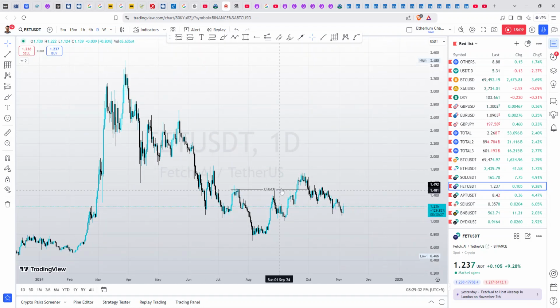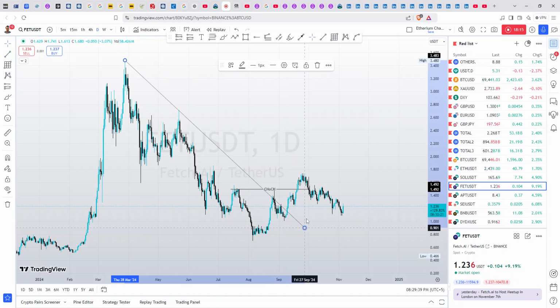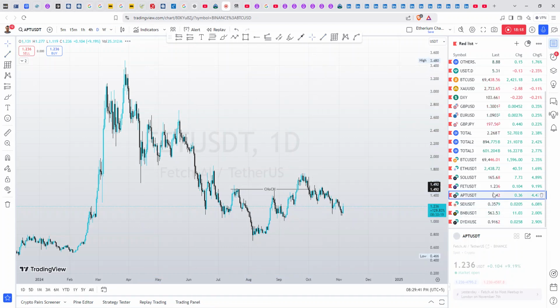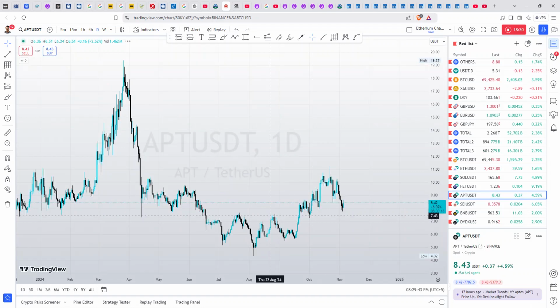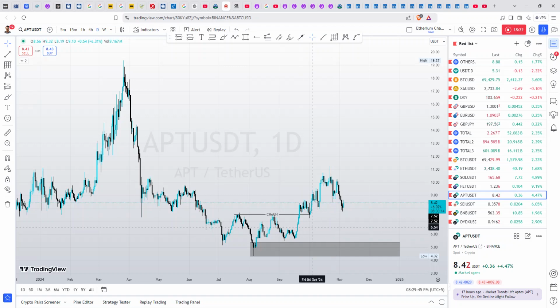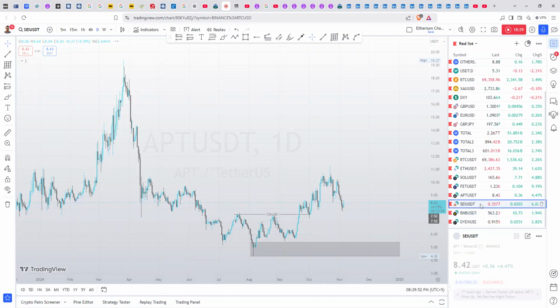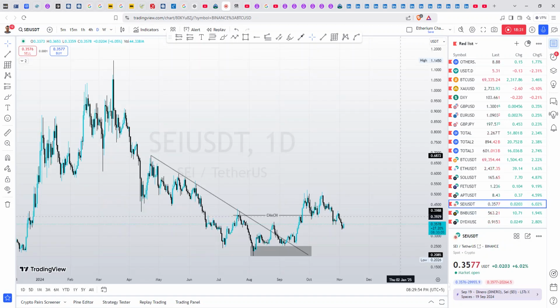It got a change of character, and I'm expecting FET to take all the upside liquidity very soon. Same is the case with APT. It has also changed its structure. I'm expecting APT to drop near $7 to $6, and then it will take a big upside move. What about SEI USDT? I'm also expecting it to drop a little bit, to the price 0.30 per SEI coin.